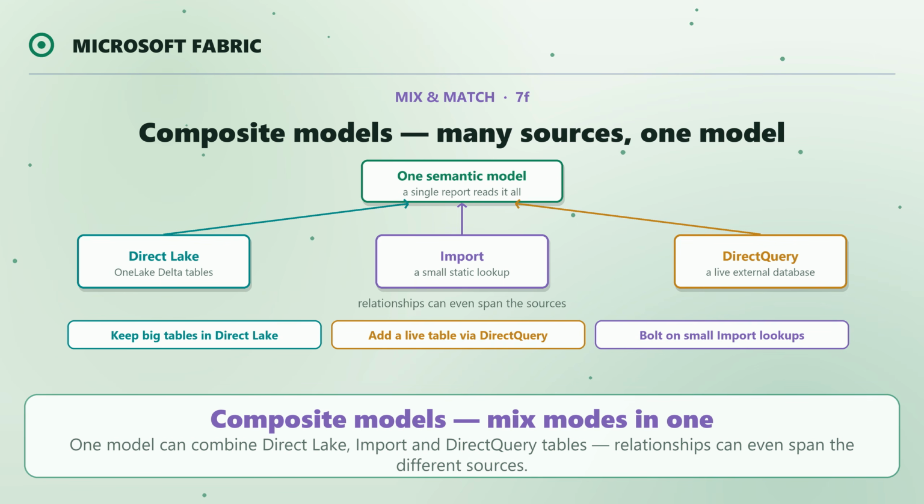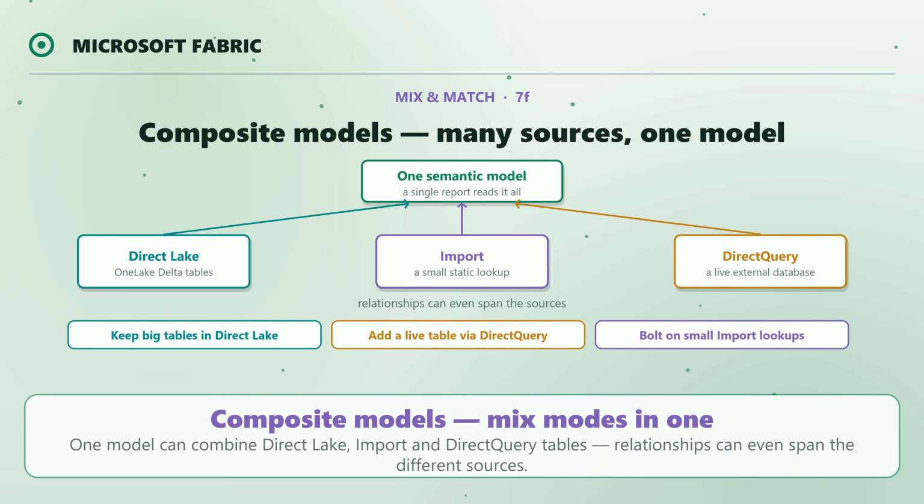So you keep your big fact tables in DirectLake, reading OneLake at speed. You add a live table over an external database in DirectQuery for data that must be up to the second. And you bolt on a small static lookup, a mapping table, a set of targets, in import. All three sit in one model, feeding one report.